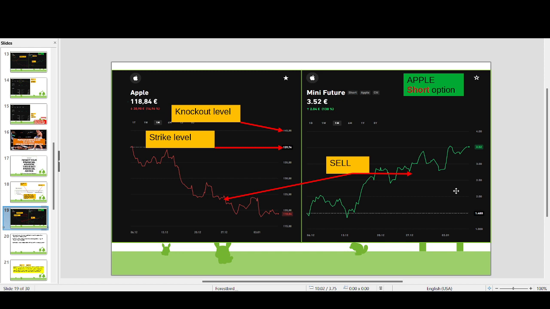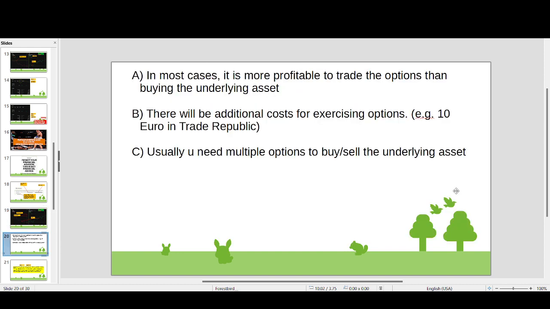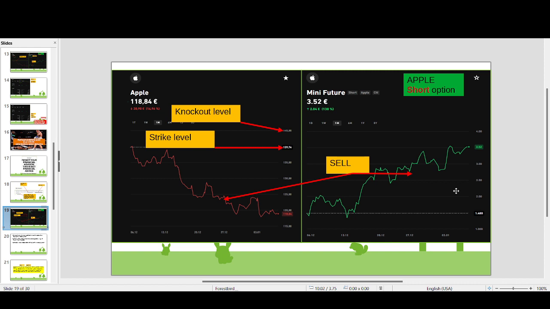However, please consider the following. In most cases, it is more profitable to trade the option than buying the underlying asset. So you need to do the calculation: if you sell that option, will you make more money, or is it more profitable to get the underlying asset? There will also be additional costs for exercising the option. You are not selling the option, you are exercising it, meaning you are selling the underlying asset. In this case, we had a short option for Apple, which means you have the right to sell.